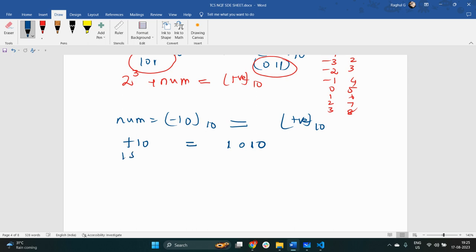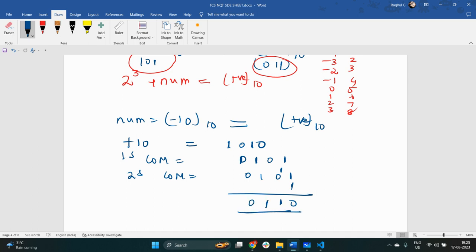Now let's find the ones complement. The ones complement is 0 1 0 1. And what's going to be my twos complement? The twos complement is going to be 0 1 0 1 added with 1. So 1 plus 1 is 0 carry over 1, and so on, giving 0 1 1 0. So for -10, the equivalent binary number with 8421 is plus 6.